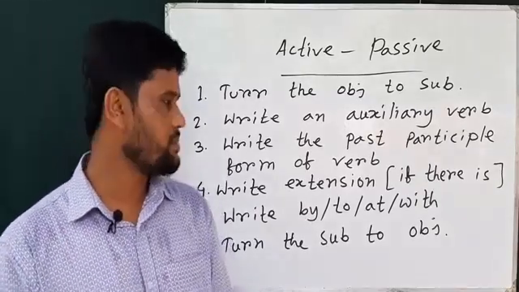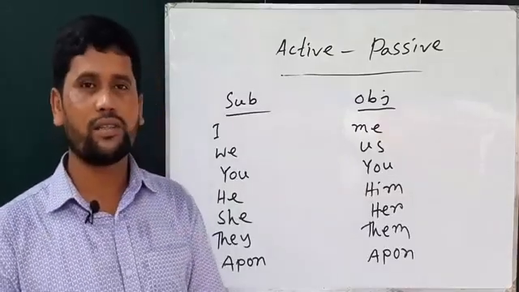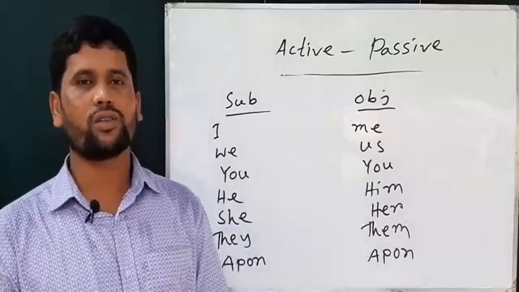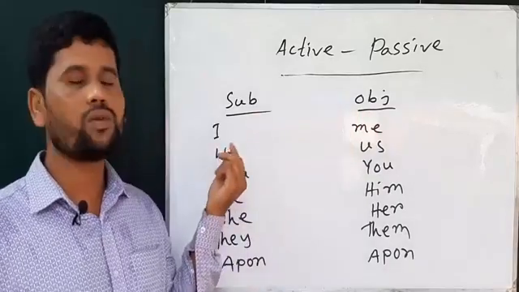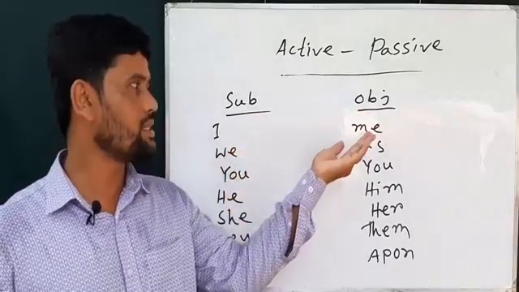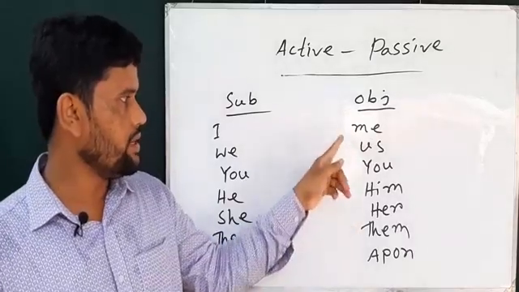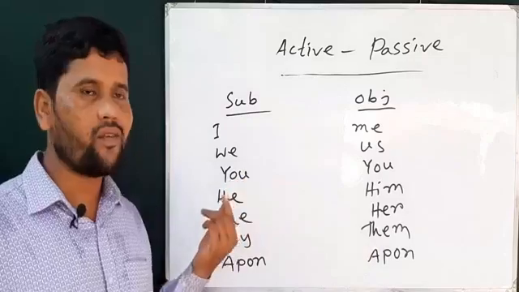So my dear students, when you change any assertive sentence from active to passive, then you need to follow 6 steps. First you should turn object to subject, অর্থাৎ অবজেক্টকে সাবজেক্ট করা। If you find the pronouns me, us, you, him, her, them, then you need to change the form.